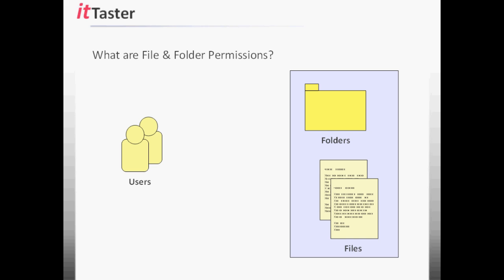File and folder permissions enable us to implement what are known as access controls. Access controls determine the level of access our users have to an object, in this case file and folder objects. We can control the files and folders our users are able to access, but we can also be much more granular and control what our users are able to do with those files and folders.